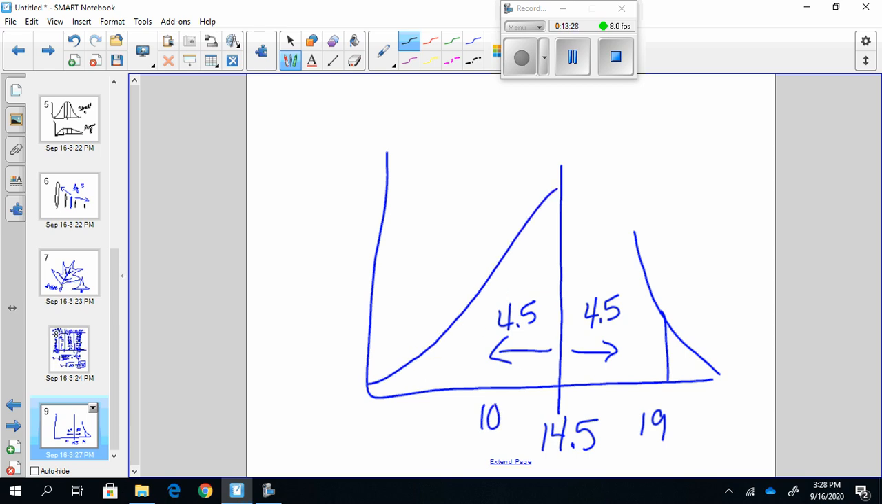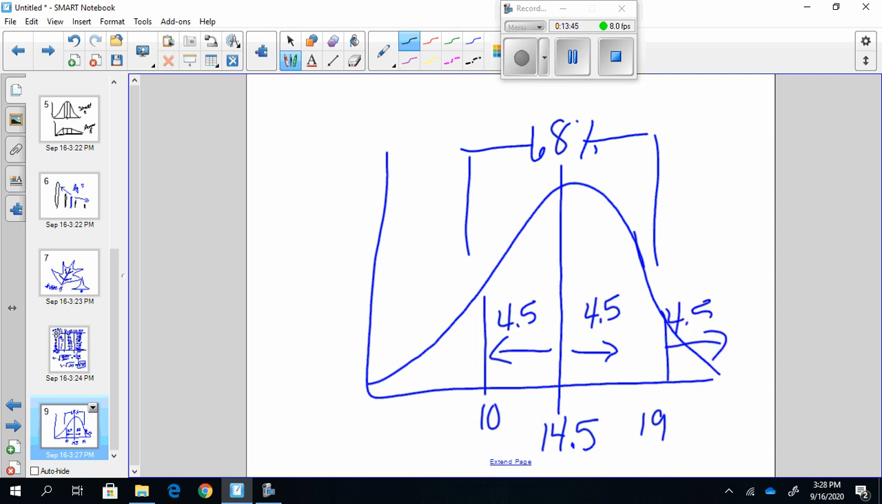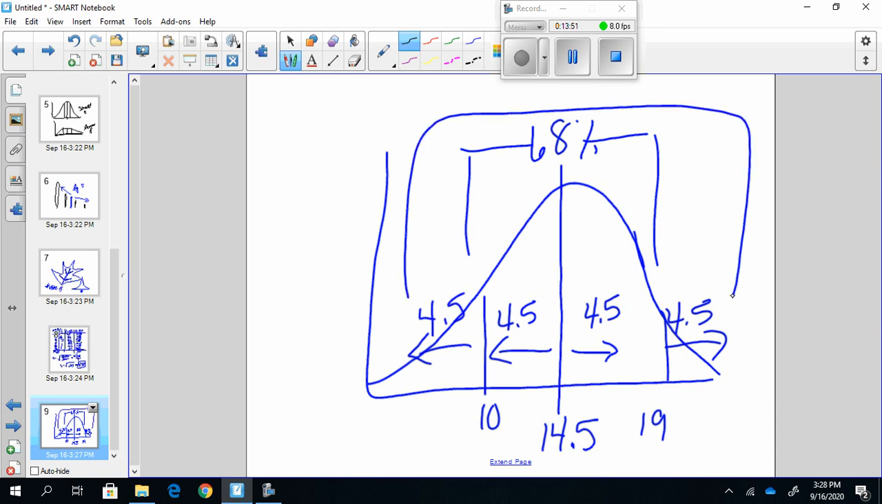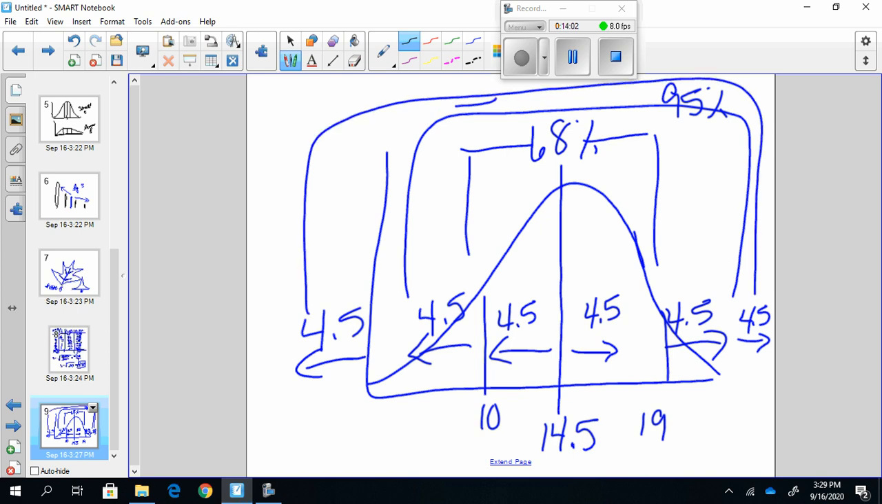So for my curve, 68% of my data is falling in this range between 10 and 19. Okay, and then if I kept going, if I went out another 4.5 and another 4.5, that would now include 95% of my data. And I could keep going one more and one more, and now I would be including 99% of the data should fall within that range. That's how a standard deviation works.